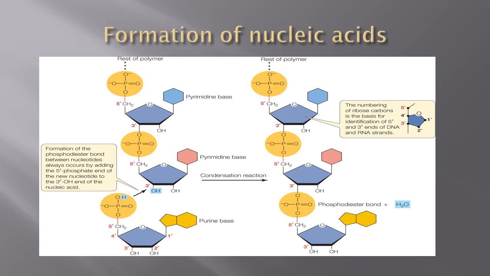So always the nucleotide is added at the 3' carbon end of the sugar molecule, and a phosphodiester bond is formed between the phosphate and the 3' end of the sugar molecule. So you find a condensation reaction taking place, and the new nucleotide is added to the growing chain.